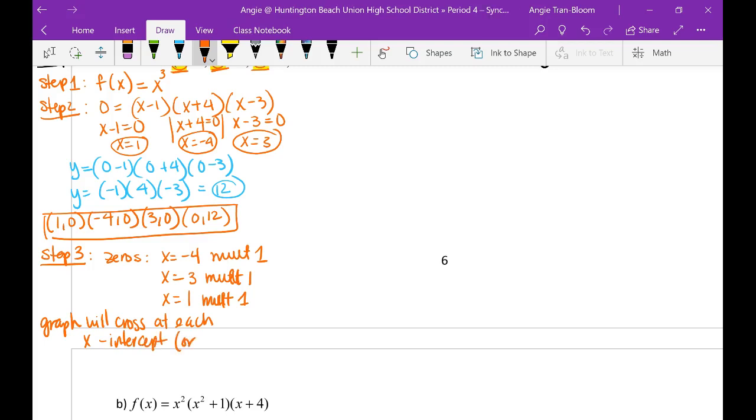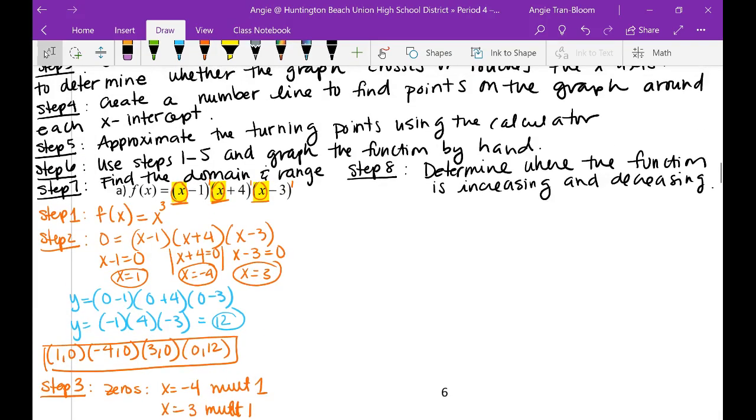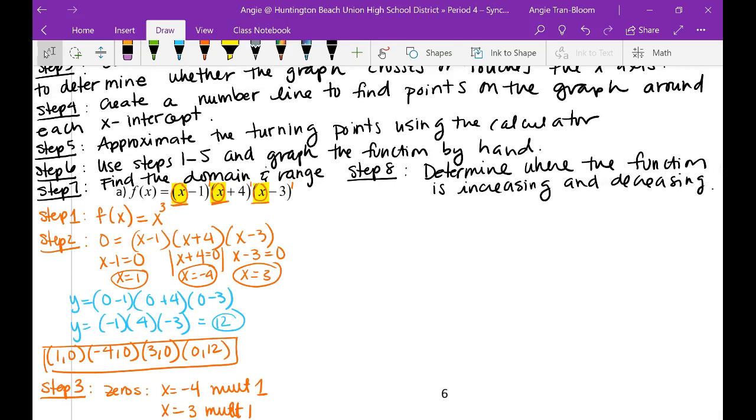Okay, or you can call it at each 0. So that's step 3. Step 4 says create a number line to find points on the graph around each x-intercept. What does that really mean? It means this. Step 4. A number line is just a number line, okay? And it says it's using the x-intercepts.